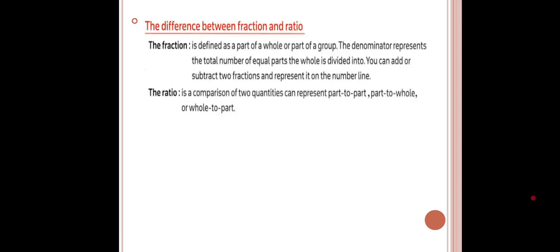The difference between fractions and ratio. A fraction is defined as a part of a whole or a part of a group. The denominator represents the total number of equal parts the whole is divided into. You can add or subtract two fractions and represent them on the number line. The ratio is a comparison of two quantities. It can represent part to part, or part to whole, or whole to part.